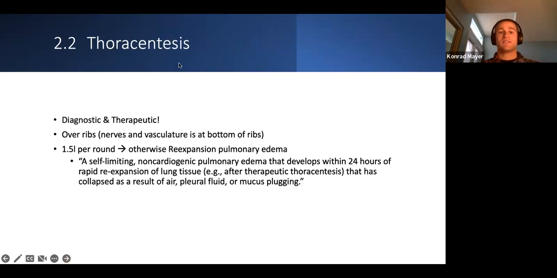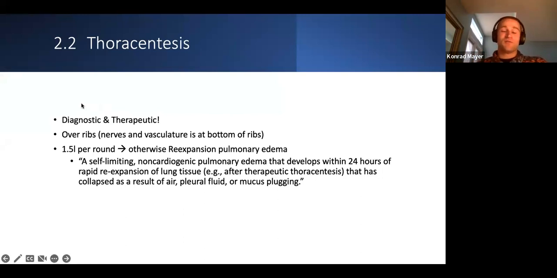So what is thoracentesis? Thoracentesis is diagnostic and therapeutic, which is very important to know, because in some cases it has therapeutic value, and in some cases it's diagnostic. Sometimes people think it is just diagnostic, but at the end of the day, it's both. So it's diagnostic and therapeutic.